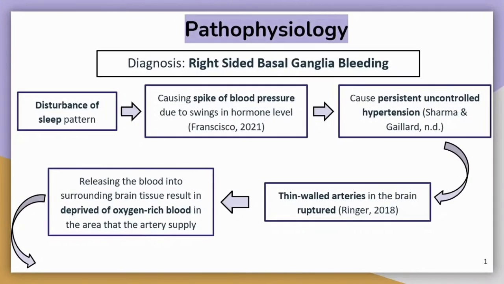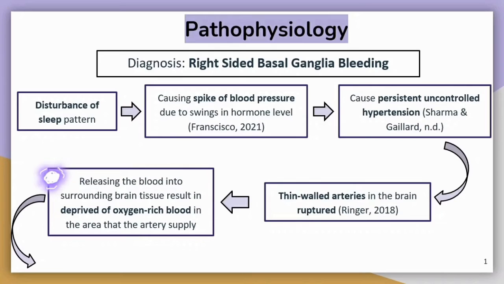Next, I will explain about the pathophysiology. This patient is diagnosed with right-sided basal ganglia bleeding. How did it happen? Basically, this patient was having inadequate rest and sleep due to the grieving process. This condition worsened his underlying hypertension and caused a spike of blood pressure due to swings in hormone level. Swings in hormone level result in persistent uncontrolled hypertension, which ruptured the thin-walled arteries in the brain.